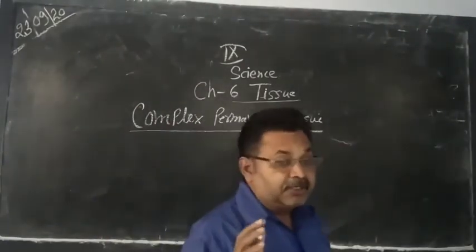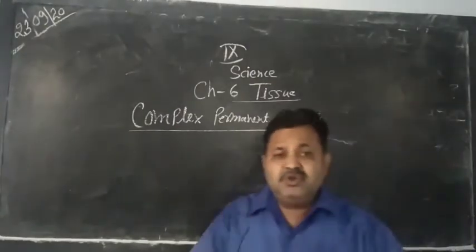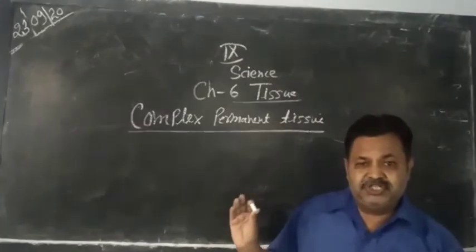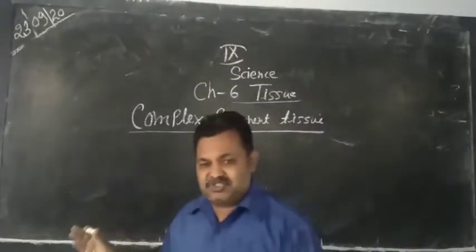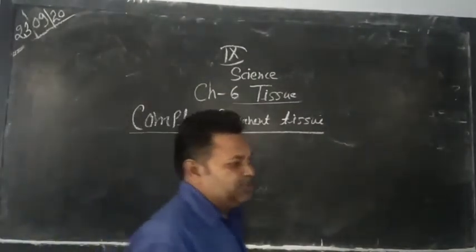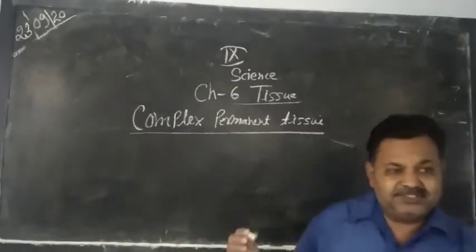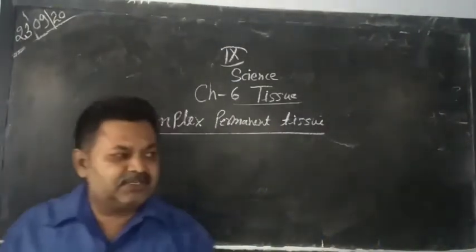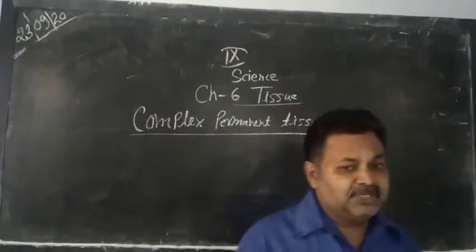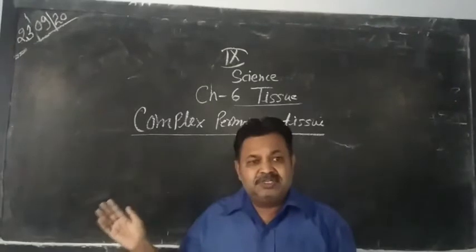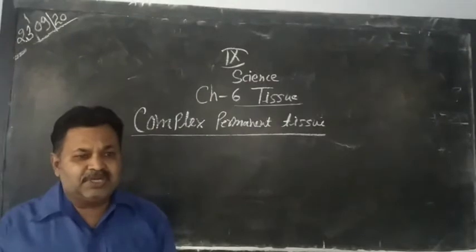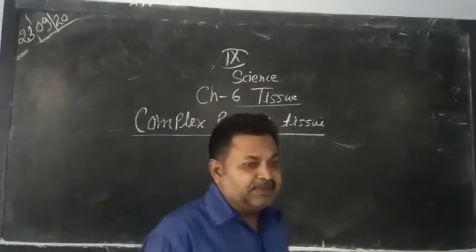You know that tissue is the group of cells which have same origin, function and structure. Such groups of cells which have same origin, function and structure are known as tissue. Now tissue are classified into two groups. We have discussed plant tissues. Plant tissues are classified into two groups: simple tissue and complex tissue.